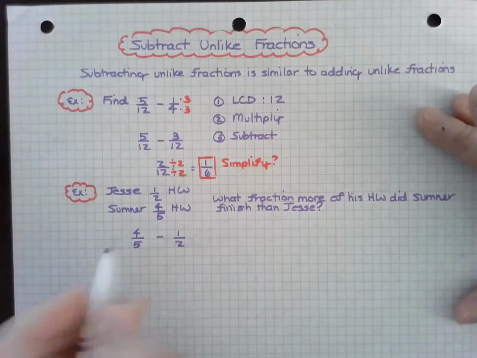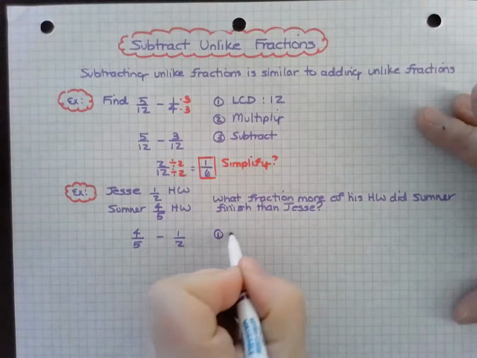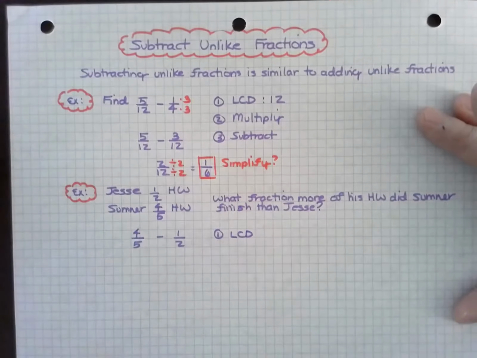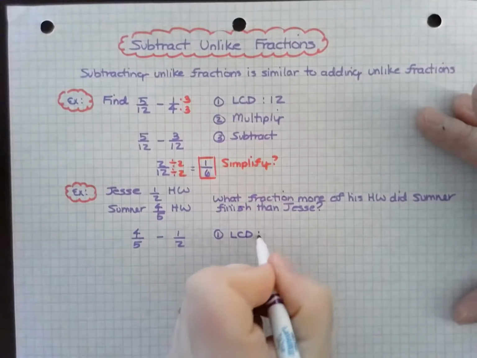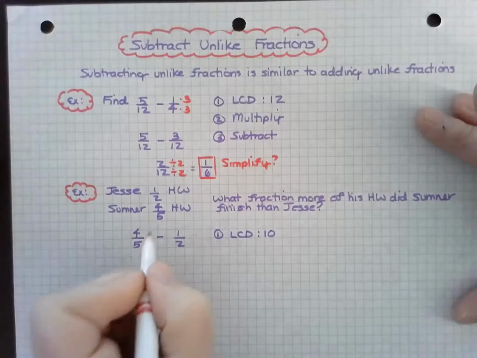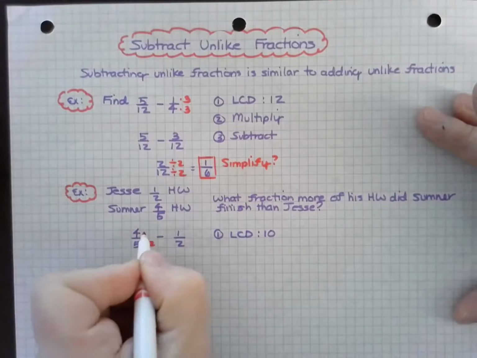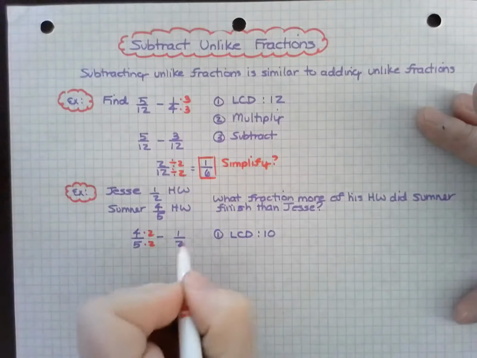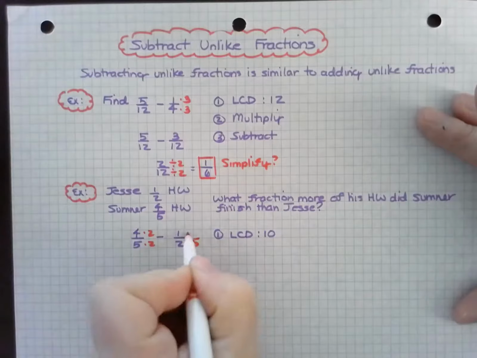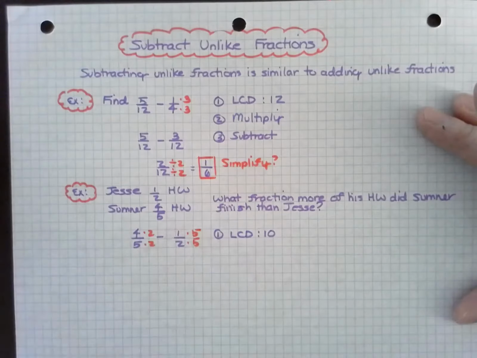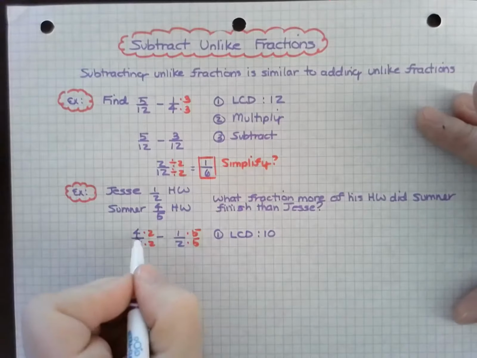So the question is, what is my least common denominator? Well, that would be 10 in this case. So I'm going to multiply the 5 by 2 and multiply that numerator by 2. And the 2 I'm going to multiply by 5 and the numerator by 5. And now I can recopy my fractions.